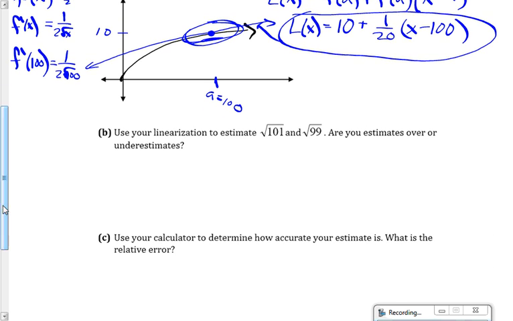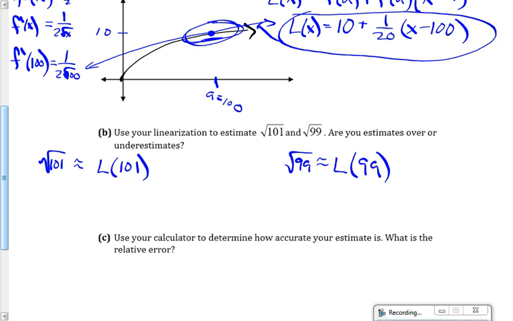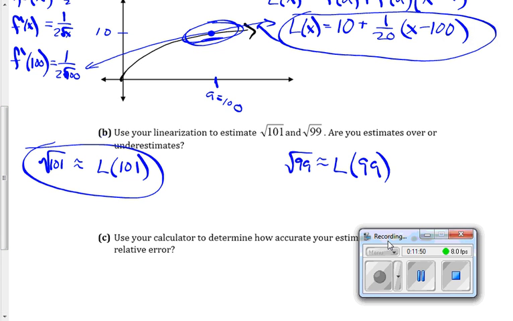I want you to try this one on your own for a minute. I want you to find L of 101 and L of 99, because those should approximate the square root of 101. This should be the same, shouldn't it? Right? This statement is what we're going for. The square root of 101 is the actual function value on the black curve. But if we agree that the blue line is pretty good, we can use it. So will you try those? Take about 30 seconds and see if you can find those two values.